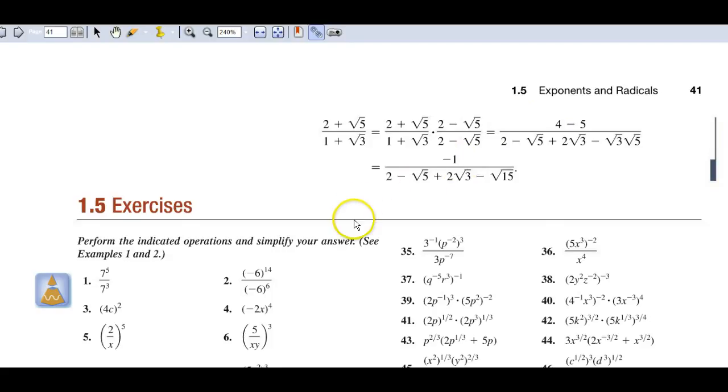Wow, lots of stuff. Well, hopefully this is helpful to you. It was a little long.